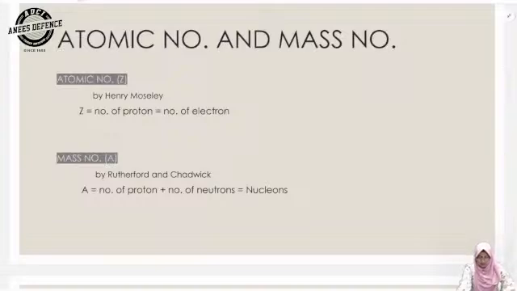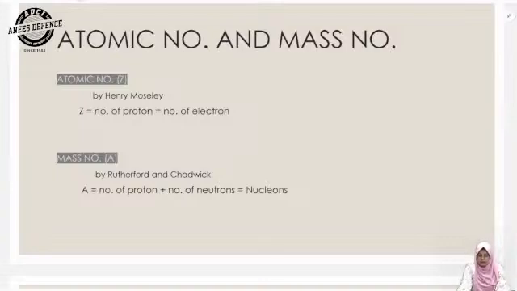Atomic number and mass number. Atomic number was described by Henry Moseley. It is the number of protons present in the nucleus of an atom of an element. It is denoted by Z. Z is equal to the number of protons, which is equal to the number of electrons.